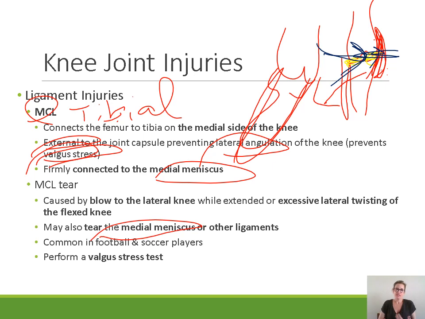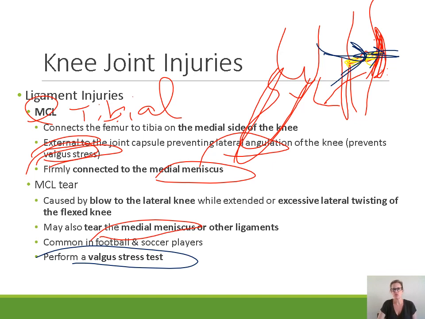When evaluating somebody for a tear or damage to the medial collateral ligament, it's going to involve, of course, a full comprehensive knee exam. But one of the tests that you can perform to evaluate the medial collateral ligament is the valgus stress test. Remember, we said that the MCL protects against valgus stress. So we can put valgus stress on the knee and see if it can resist that stress or not. I'll show you a picture of the valgus stress test in just a second.